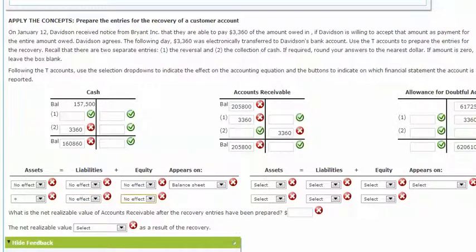The accounts receivable journal entries, the very first one, is going to increase my accounts receivable, which is an asset. No effect on the liability. No effect on my equity, because that's, of course, on the balance sheet, my accounts receivable. The second journal entry, my asset, accounts receivable, is going to decrease. No effect on the liability. No effect on the equity.